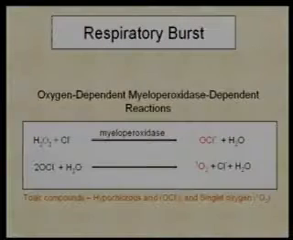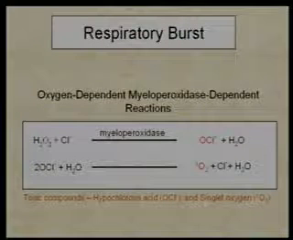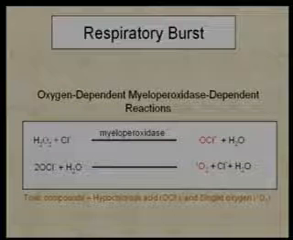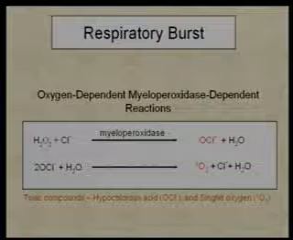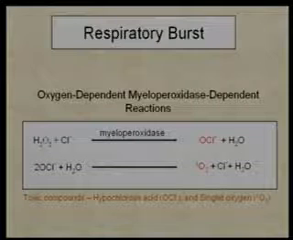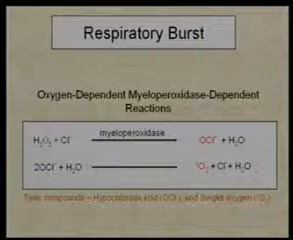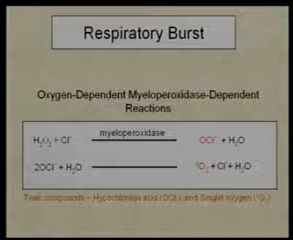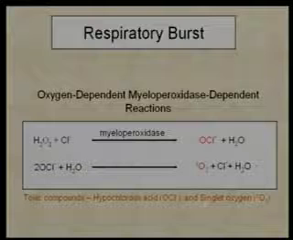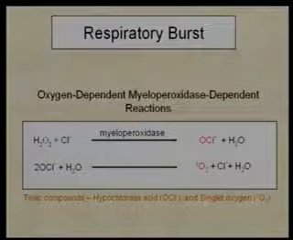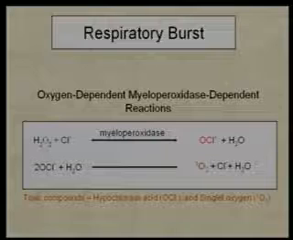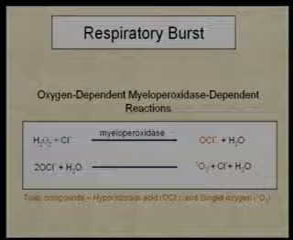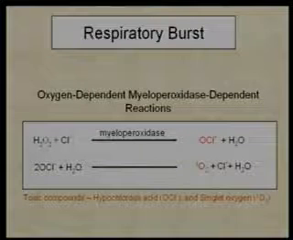If myeloperoxidase is also present, and obviously it's present in those azurophilic or primary granules, then additional toxic products can be produced. Myeloperoxidase catalyzes the reaction where hydrogen peroxide from the previous slide reacts with, here indicated as, chloride ion. In fact, it can be any halide. Chloride is obviously the most common halide in our tissues, so chloride is predominantly used. But if this were iodide, it would work just as well, or bromide, it would also work.